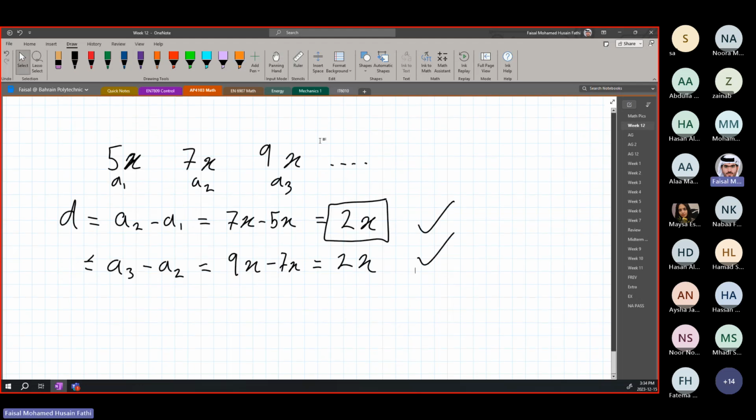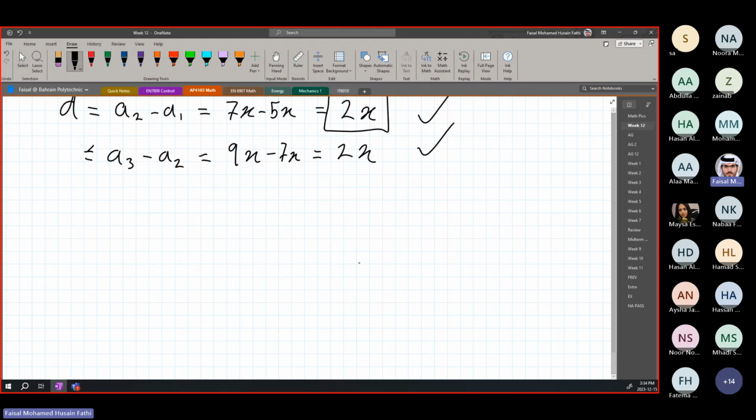Just take whatever value you have here, minus whatever value you have before it. And the same thing for the second and the first. And they have to be the same. The common difference can be any number here. It could be anything, as long as this one is the same as this one, it's fine.